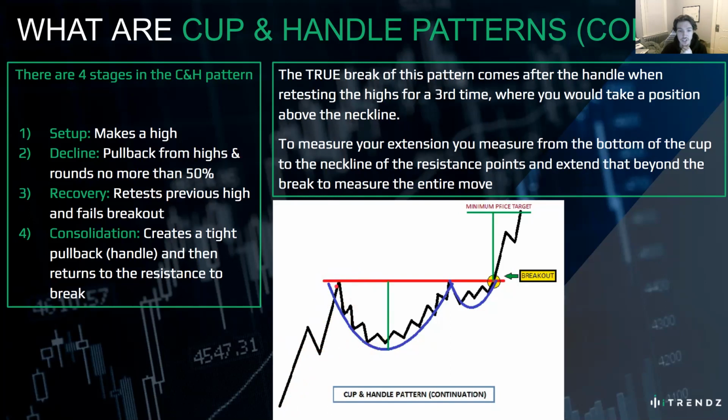So stage 2 is that decline. Then stage 3 is the recovery phase, where it starts to fully round out and gets back up to that previous high, ultimately fails, comes back down, and then you get into stage 4, where it consolidates either to the side like this, a little bit down, or you can consolidate to the side.